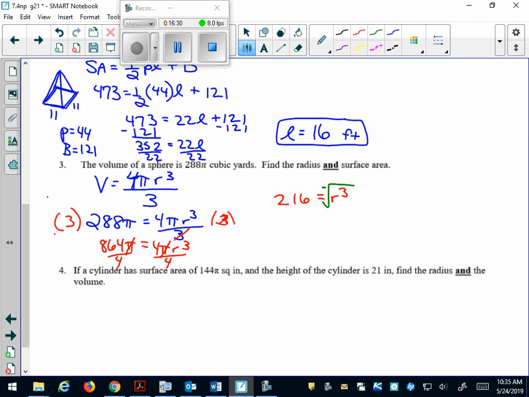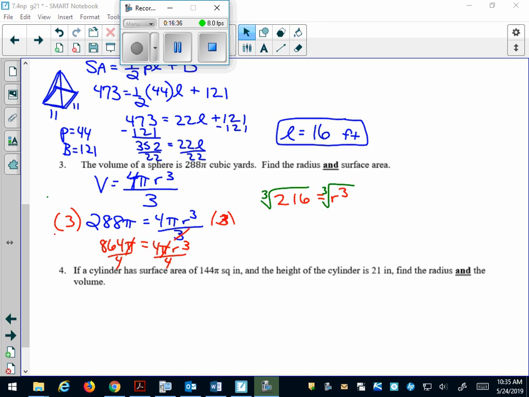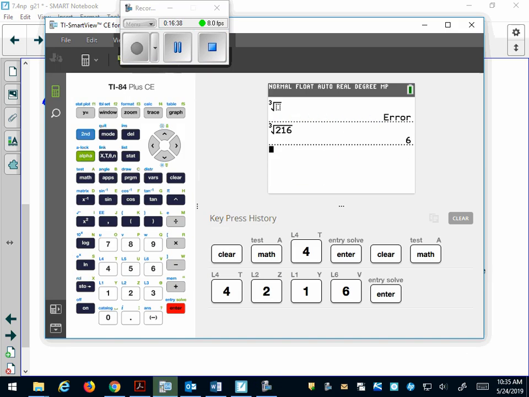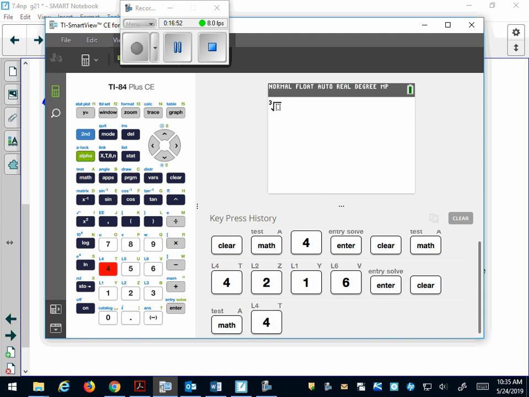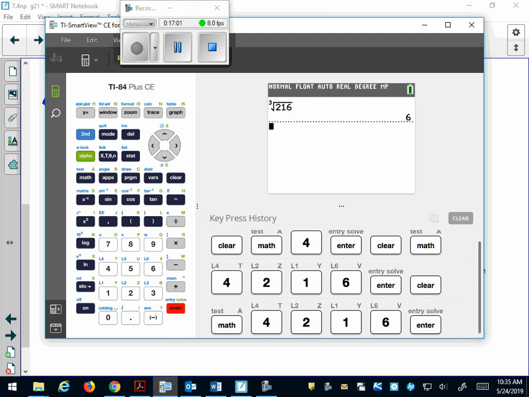So I just want to show how to do that on the calculator. If you have a graphing calculator that looks like this, the math button, and then the fourth choice down is cube root. So math 4, if you remember, will get you cube root. Then you put in your number, and you get 6.